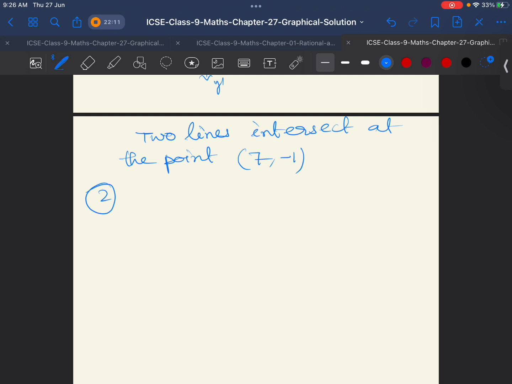Okay, now question 2. Solve graphically the simultaneous equations given below. Take the scale as 2 centimeters equals 1 unit on both axes. x minus 2y minus 4 equals 0, and 2x plus y equals 3. So equation 1: x minus 2y minus 4 equals 0. This is equation 1. It implies x equals 4 plus 2y.